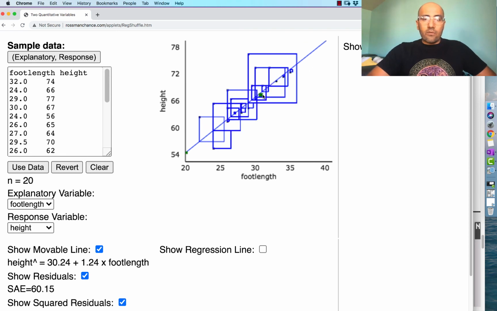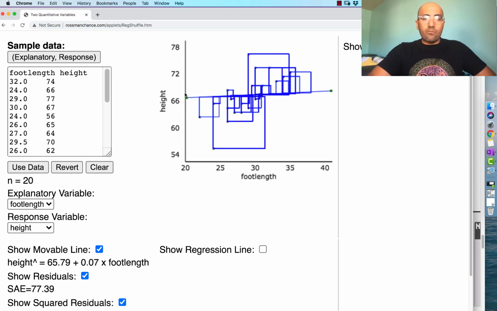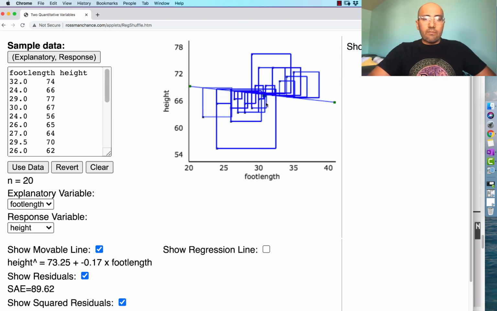Or maybe I move it around over here. Now they add up to 60.15, so it looks like that did a better job. Or maybe I move it over here. No, I messed up. I made it bigger. Now the area of all those squares adds up to 89.64.